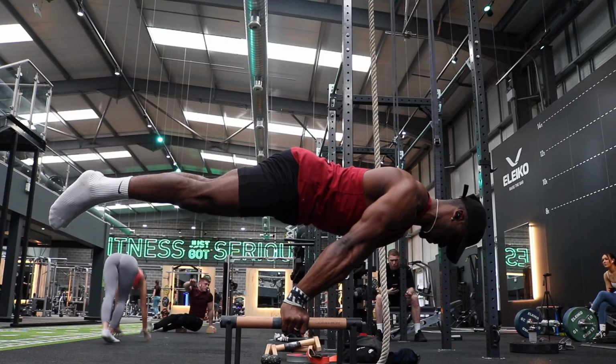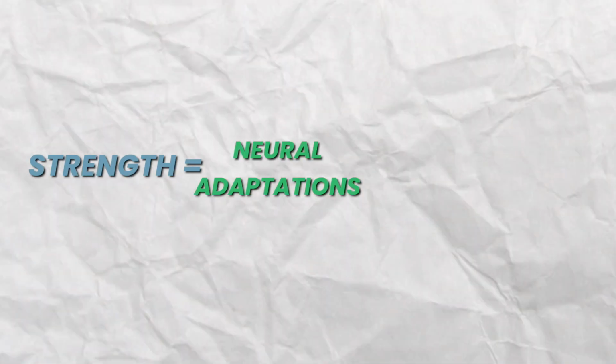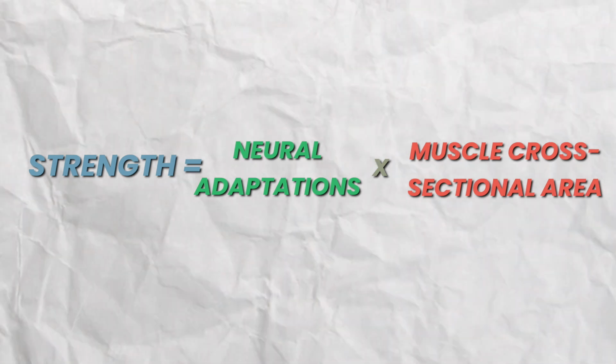The equation that will increase your strength for calisthenics skills such as the planche, and for whatever other strength sport you participate in, is: strength equals neural adaptations times muscle cross-sectional area. Now let's break it down, so by the end of this video you'll know the exact fundamental strength principles you can apply to your training to obtain whatever dynamic and static skill, such as the planche, that you might want to obtain during your training.